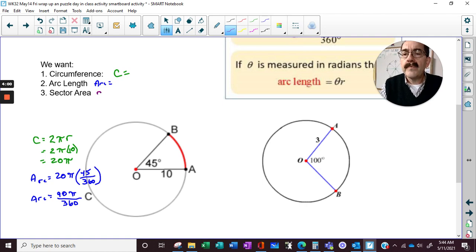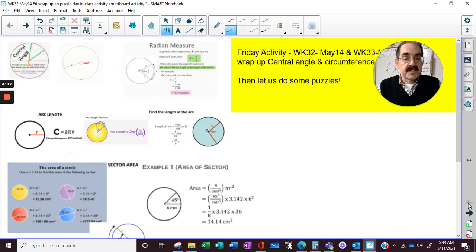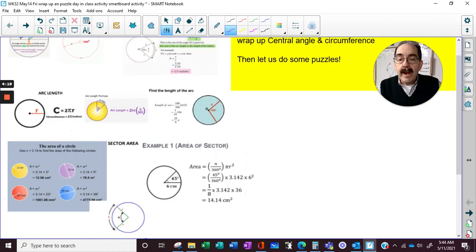Last one. Sector area. Now, the sector area means the piece of the pie. Everybody's had a piece of pizza. Everybody's had a piece of pie. It's a wedge. How much of the total? Now, not every class got to that this week. The area of a circle is pi r squared.